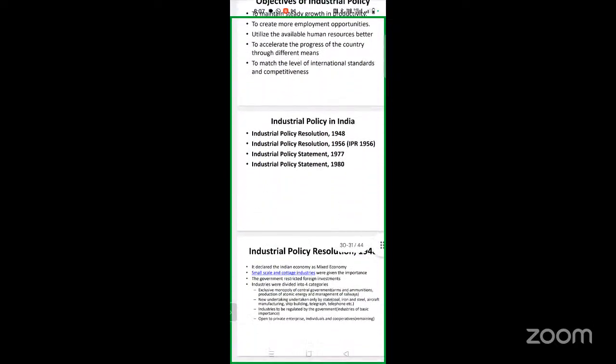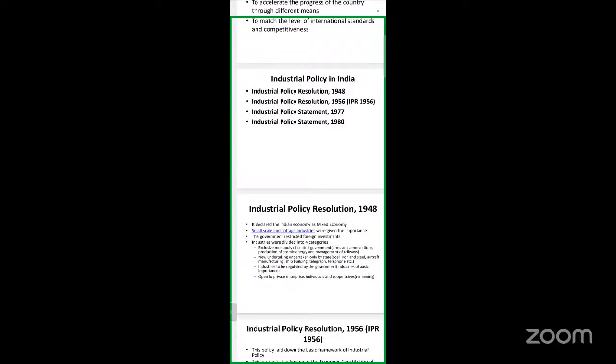Let me give a brief. Industrial policy in India started the revolution of industry in the year 1948. We got our freedom in 1947, and the government introduced the first industrial revolution in 1948. The second industrial revolution came in 1956, with the introduction of IPR, intellectual property right. The government purposefully introduced this in 1956. Then the third revolution was the industrial policy statement in 1977. The fourth industrial development or changes came in the year 1990. Then the industrial policy we study today is what we call the New Industrial Policy 1991.